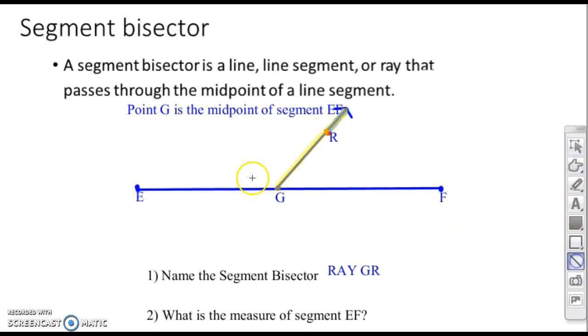Why? Because G is the midpoint, therefore it divides EF into two congruent parts. What is the measure of EF? If I told you that segment EG was 8 centimeters, what is the measure of EF? Well, if that is 8 centimeters, then GF is 8 centimeters, so 8 plus 8 would be 16 centimeters.